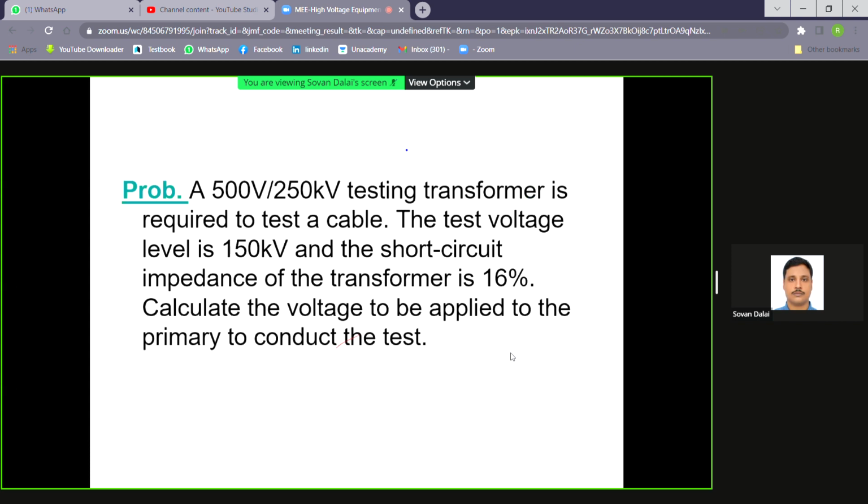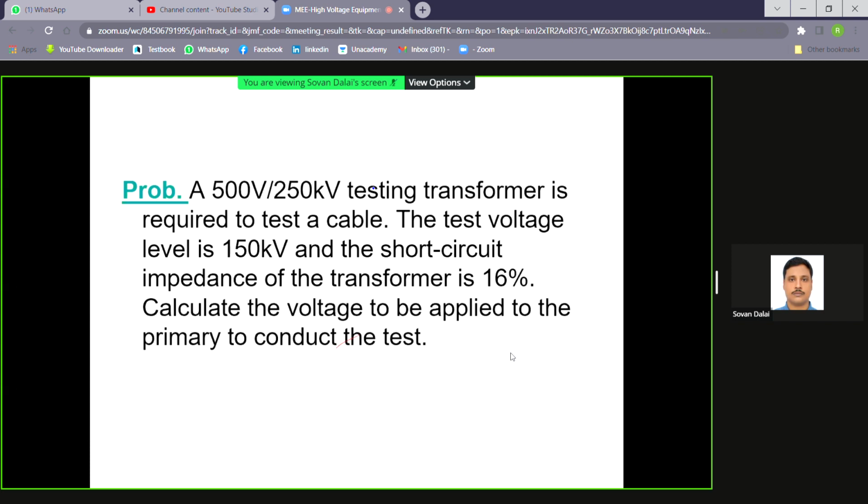Last class I gave a problem: a 500 volt by 250 kV testing transformer is required to test a cable. The test voltage level is 150 kilovolt and the short circuit impedance of the transformer is 16%. Calculate the voltage to be applied to the primary to conduct the test.